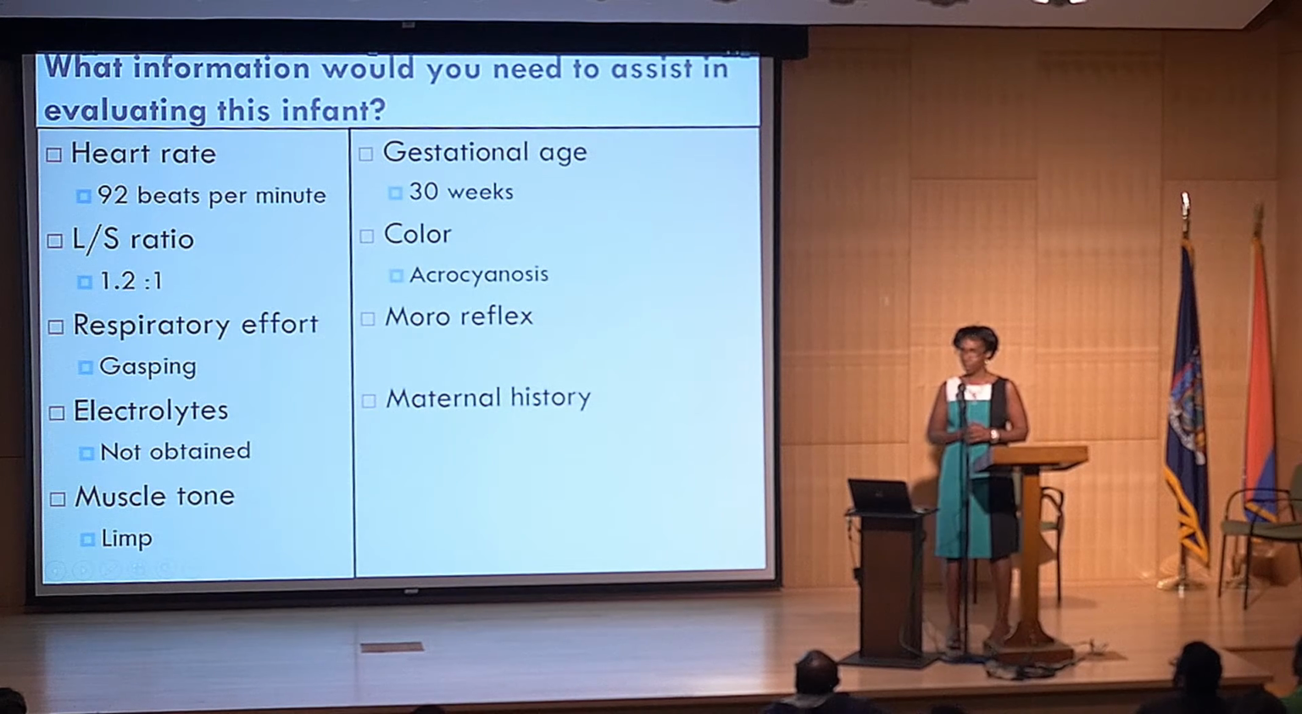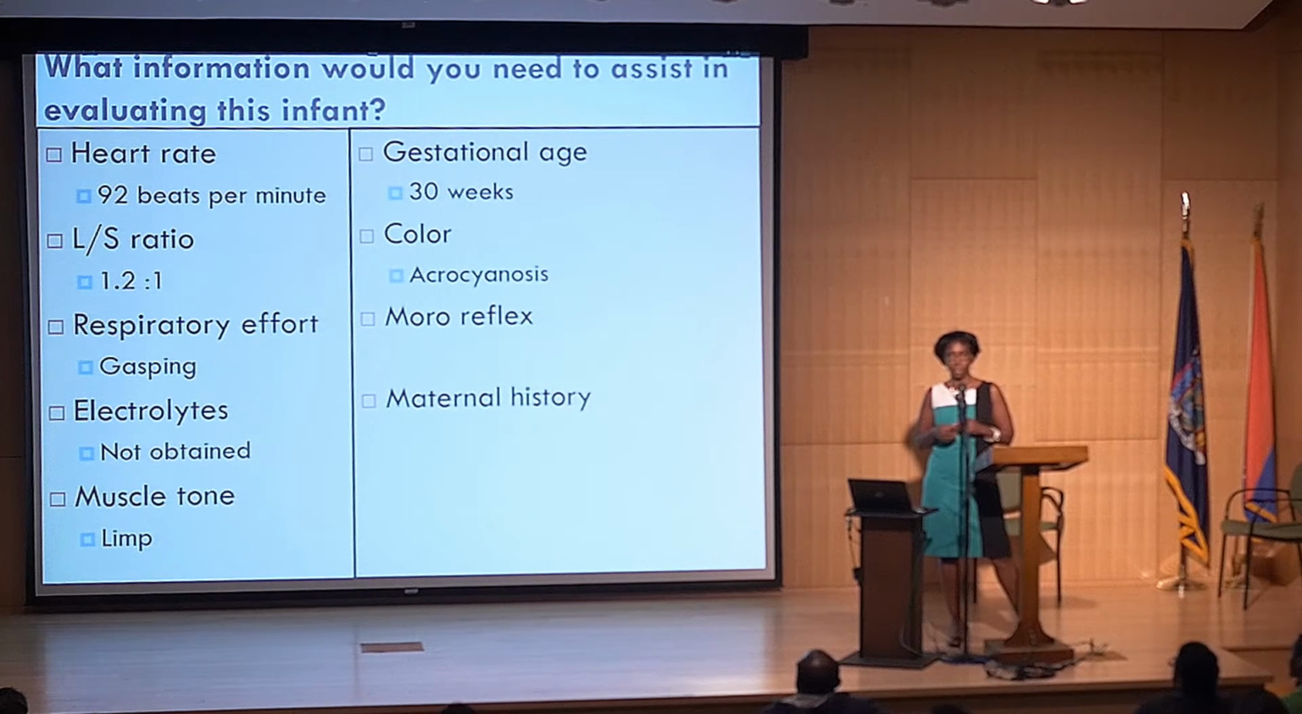Color, acrocyanosis. Remember acrocyanosis, your extremities are blue and your body is pink. So that's not a sign that there's really poor oxygenation at this point in time. It could be an indication that the baby is cold. Right? But you need to make sure that you follow closely with the baby.